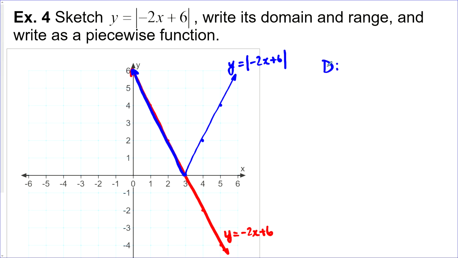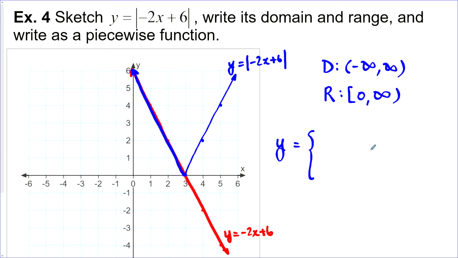So the domain is any real number, and the range is anything greater than or equal to 0. So remember, the square brackets means greater than or equal to here. Next, let's write it as a piecewise. Single set bracket. Don't close it, we just want the 1.